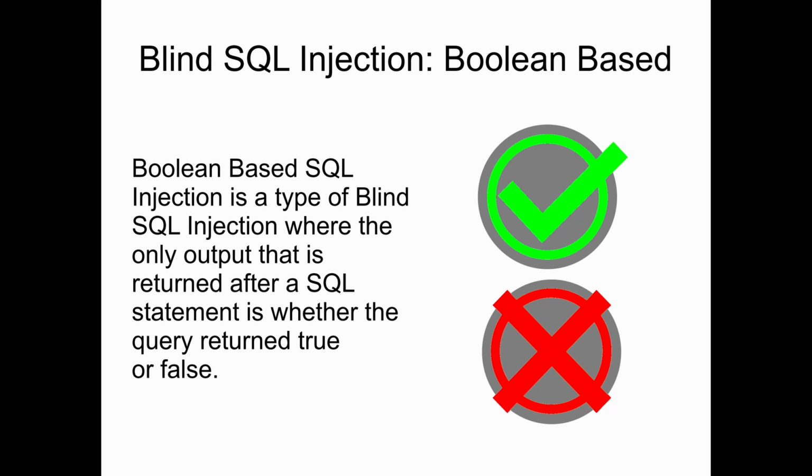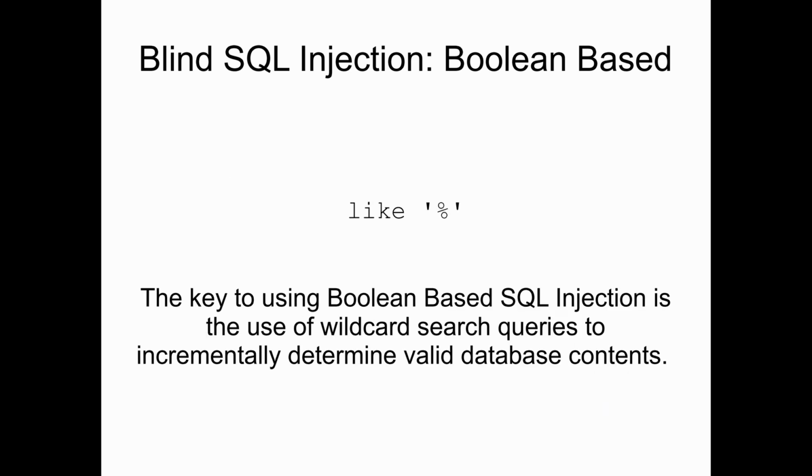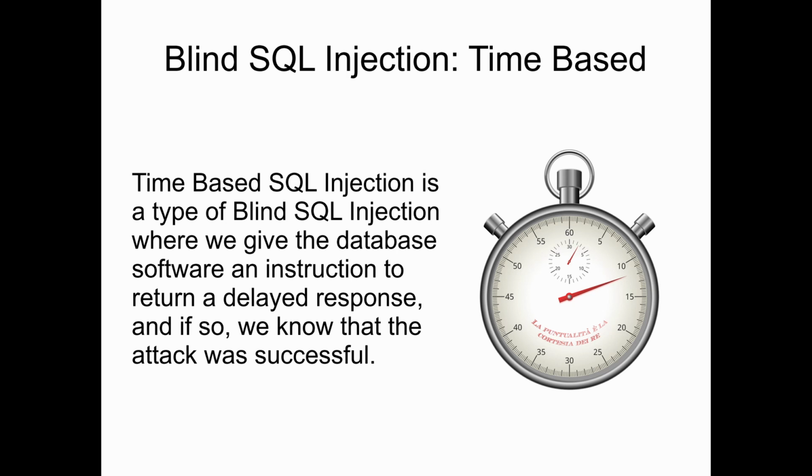Boolean-based SQL injection is a type of blind SQL injection where the only output that is returned after a SQL statement is whether the query returned true or false. The key to using Boolean-based SQL injection is the use of wildcard search queries to incrementally determine valid database contents. Time-based SQL injection is a type of blind SQL injection where we give the database software an instruction to return a delayed response, and if so, we know that the attack was successful.